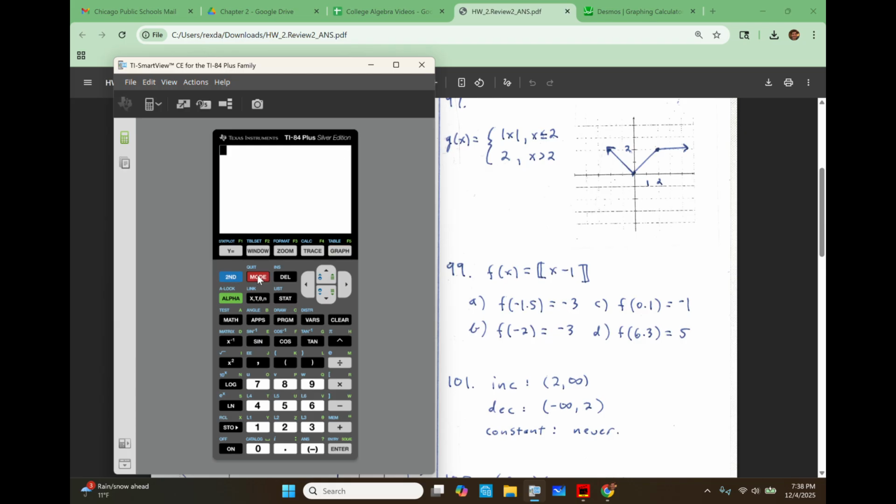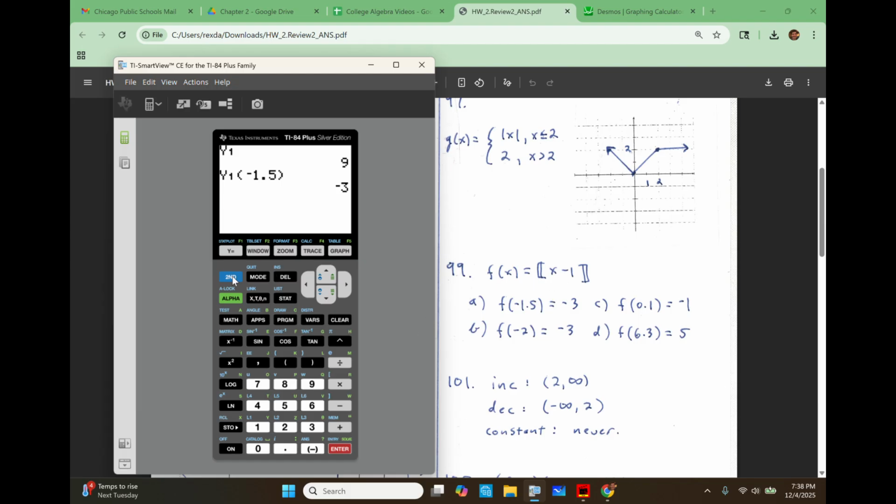If I did that on my solver screen, alpha trace Y1 of negative 1.5, and that's negative 3. It's the greatest previous integer that it passed. For b, if I put in negative 2, minus 2 minus 1 is minus 3. That is also minus 3. What about 0.1? 0.1 minus 1, that's negative 0.9. So that's still at the negative 1.